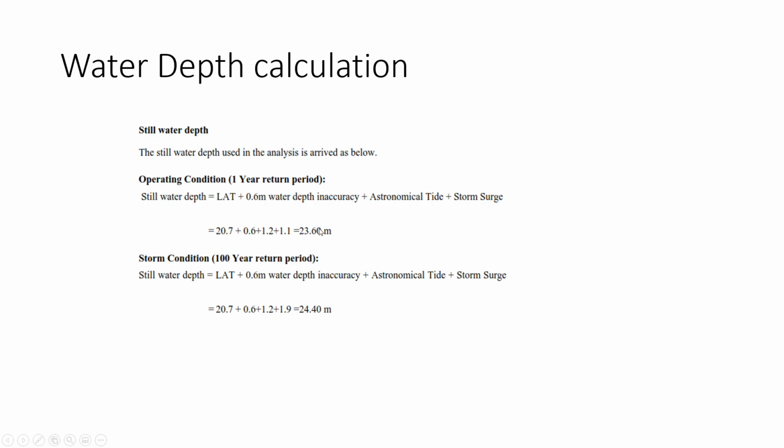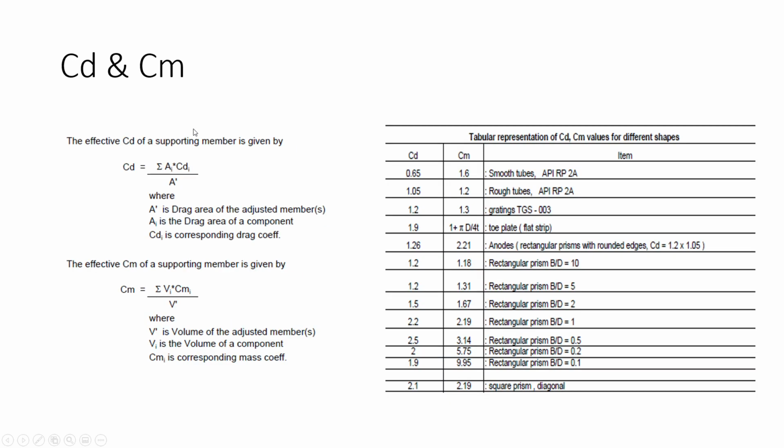This water depth we have to override when we are giving the wave load: for operating 23.60, for storm 24.40 we have to give. Then the wave will be generated from this level to whatever wave height we are giving, so the water level will be increased from 20.40 meter. This 23.60 is for operating. Then CDCM calculation.